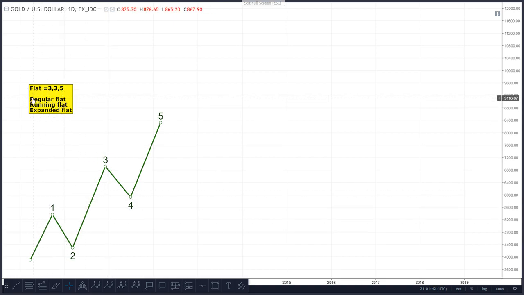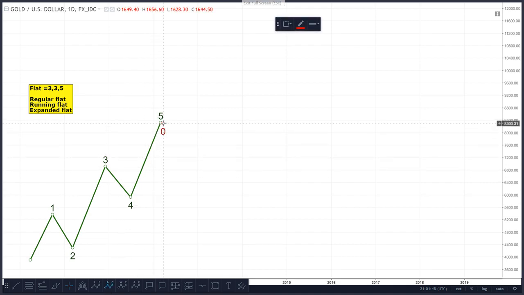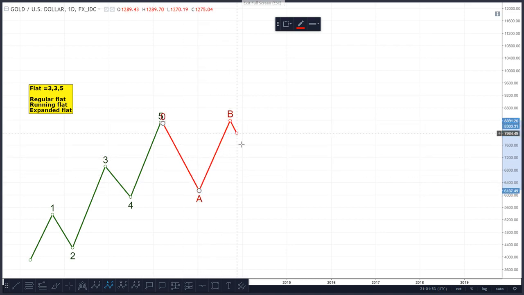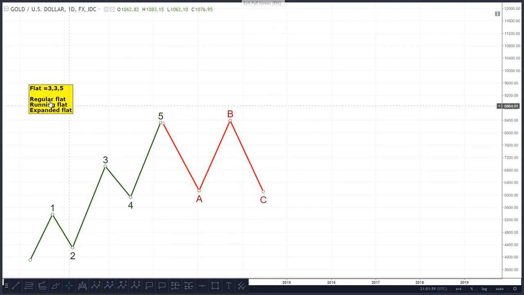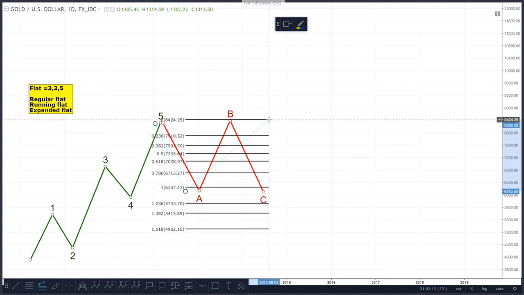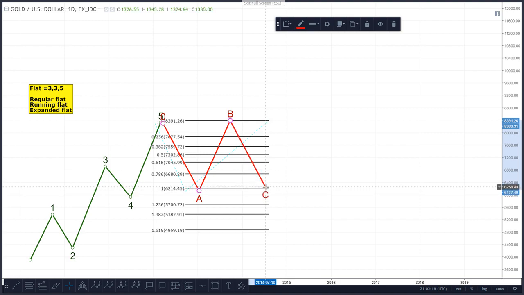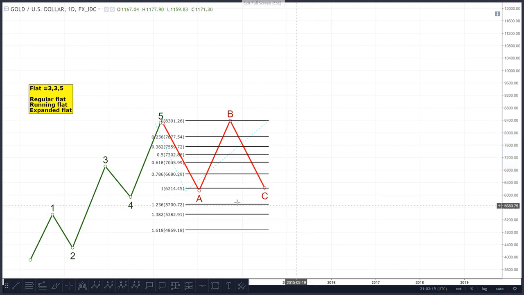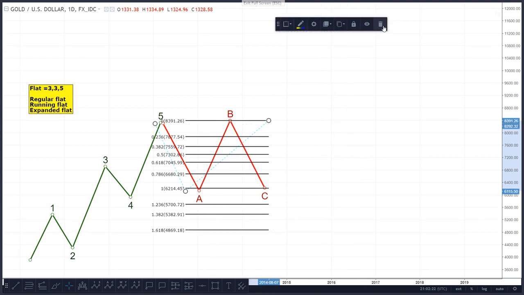So let's start by drawing what we call a regular flat, and I'll explain why we call that a regular flat. So if we draw A like this, B like this, and C like this, generally with any flat pattern, A will be equal to C in terms of the length of the wave. So if A is like that, C will come to the same level right here, just like that. So A will equal C in these flat patterns.